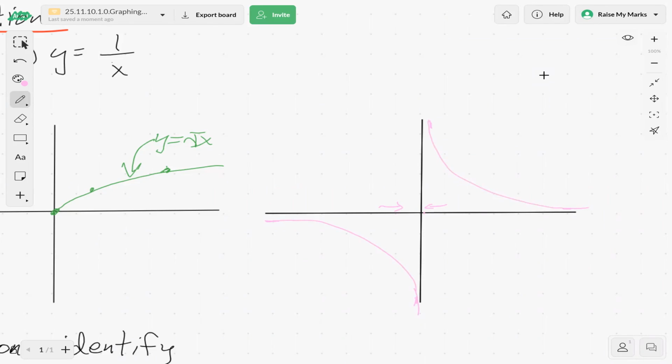We'll talk about asymptotes later, but we have two asymptotes here. The x-axis is an asymptote and the y-axis is an asymptote. An asymptote is a line that your function gets very, very close to, but never crosses. So this is our function, y equals 1 over x. We have an inverse function. And we will see transformations of this function later.